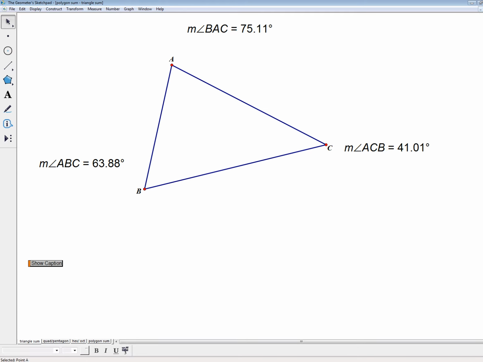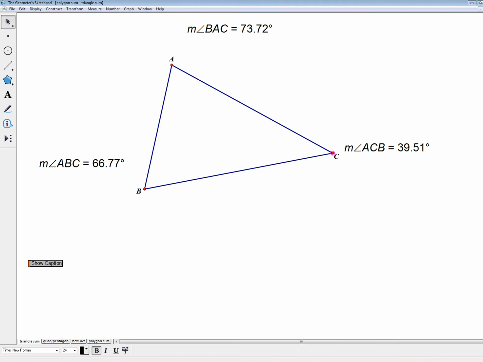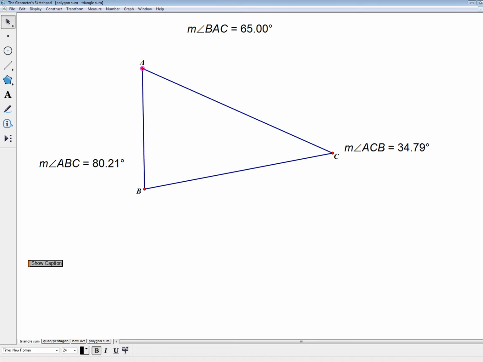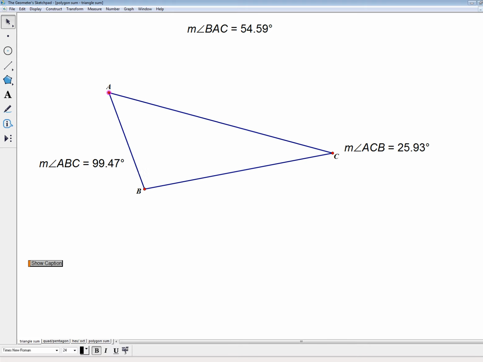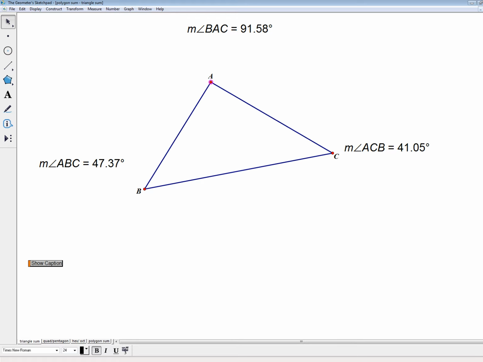I can adjust any of the three vertices, making it an obtuse triangle. A 90-degree angle would be a right triangle, and then an acute triangle. So this could be used for any of those three cases of a triangle.